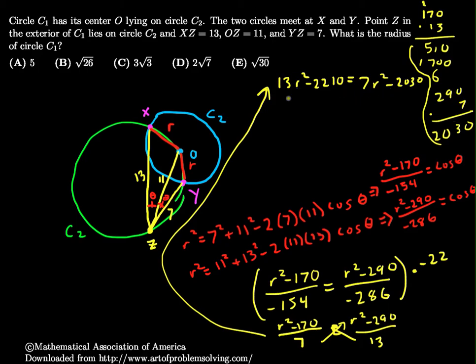Now we're going to get everything to one side, so I'm going to move the R squareds over here to keep things positive. 13 R squared minus 7 R squared is 6 R squared. Move the 2210 over here, add it to both sides, and the difference between that and 2030 gives me a positive 180. Divide by 6, R squared equals 30. Then take the square root of both sides. R is the square root of 30. So a lot of garbage, law of cosines, some other stuff here, but the answer is E.